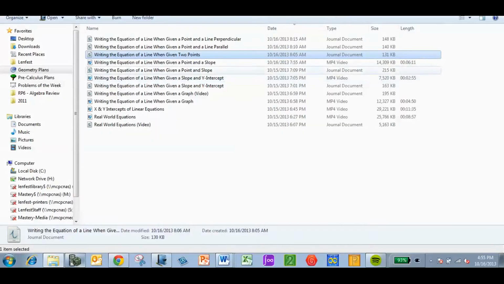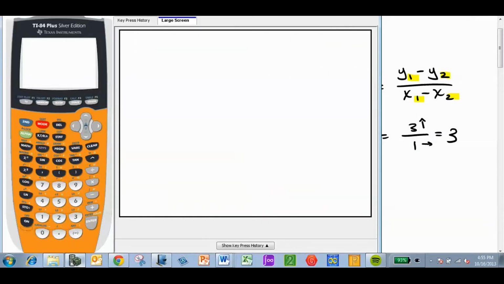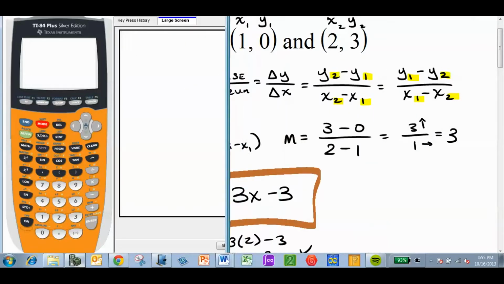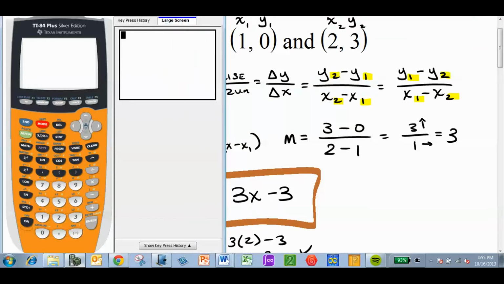Yeah. You can also use your graphing calculators to do this. So if I plug that in there, y equals 3x minus 3, I'm going to put it in y sub 1, 3x minus 3, I should see that this graph goes through these 2 points.